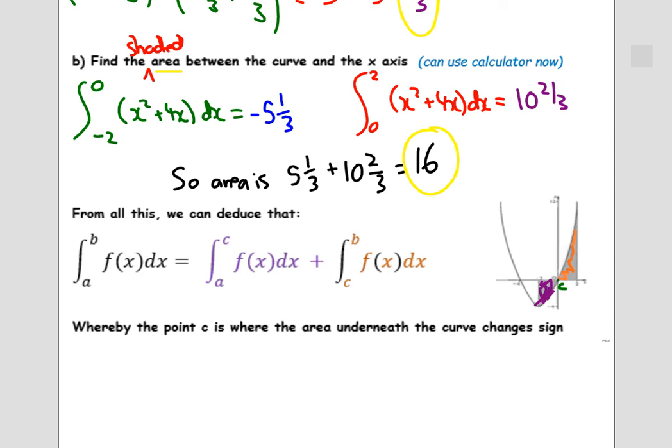One thing to remember is that if it gives you the derivative and asks for f of x, you've got to integrate, because going from the derivative to the function, you've got to integrate.